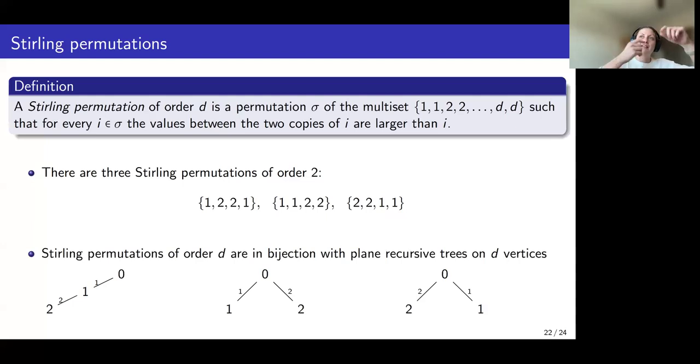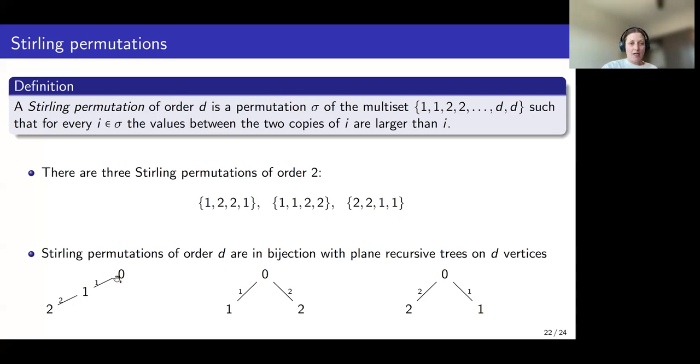I kind of walk from my root down to each leaf, left to right. So in this case, I would go on the vertices 0, 1, 2, 1, 0. In this case, I would go 0, 1, 0, 2, 0. In this case, 0, 2, 0, 1, 0.